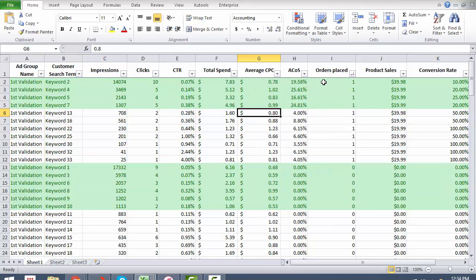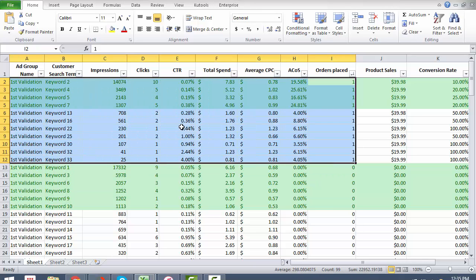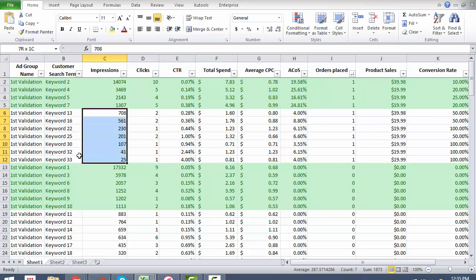Okay, so there weren't any keywords with more than one order placed, but there were 11 keywords that had at least one sale. And it's kind of funny to see that 7 out of the 11 keywords that had a sale were not one of the top 10 keywords that had the most impressions. As you can see, look at these impressions that all had the sale: 700, 500, 200, 200, 100, 41, 25.